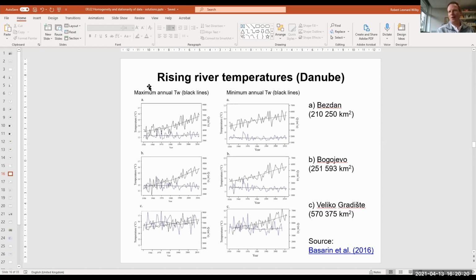And these changes are happening largely independently of changes in the river flow, although there are some links between the two. The other thing is that the changes seem to be more sensitive higher up the river you go.